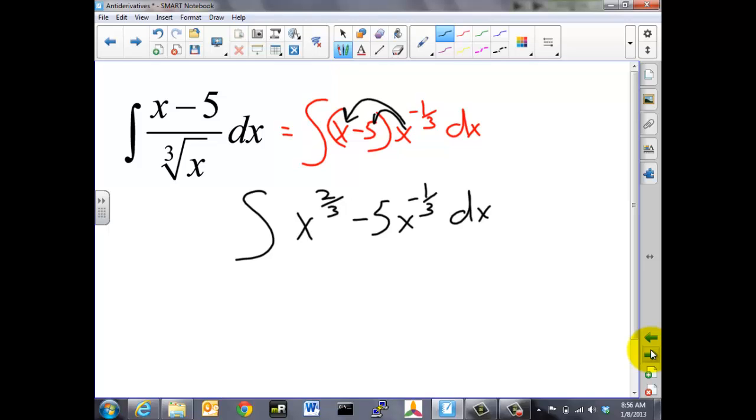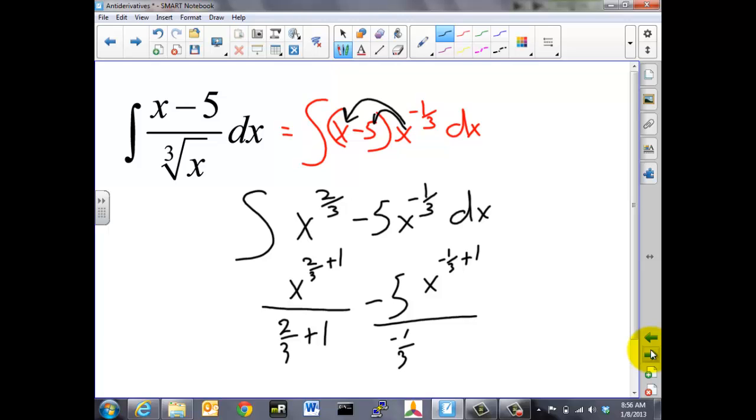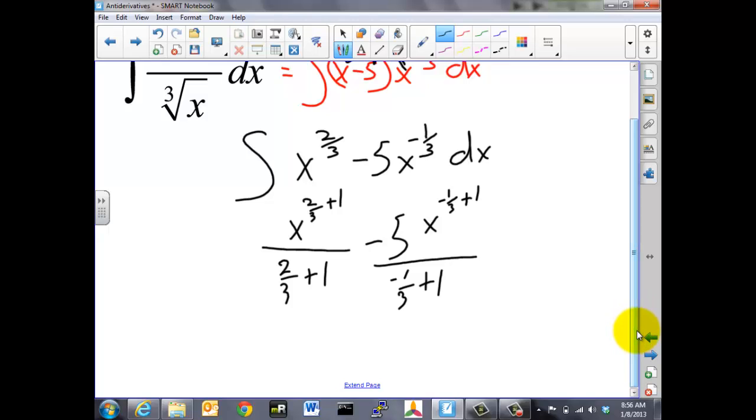Right, we add 1 and divide by that new power. x to the 2/3 plus 1 over 2/3 plus 1, minus 5 x to the negative 1/3 plus 1 over negative 1/3 plus 1. I wrote it down just so you'd be sure and see what we're doing. This becomes x to the 5/3 over 5/3 minus 5x to the 2/3 over 2/3.